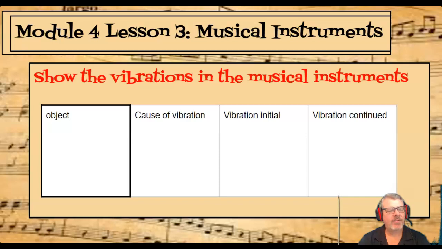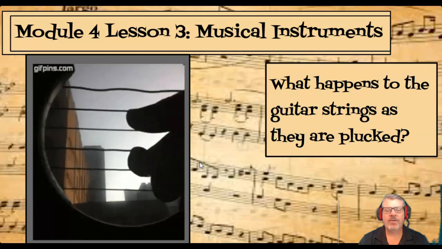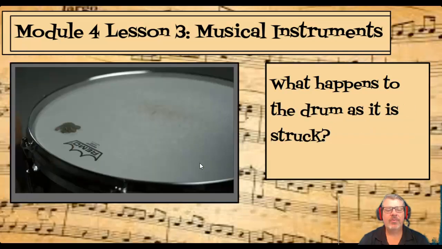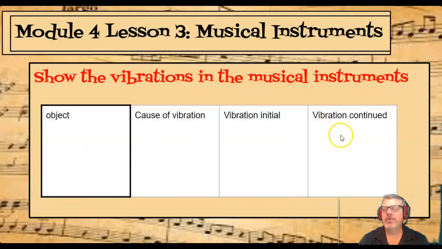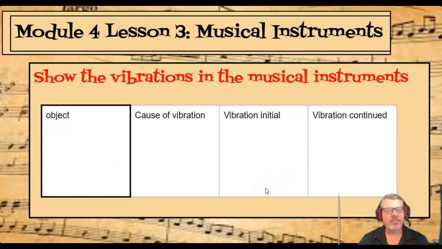The next part is going to have the exact same 4 boxes, except you're going to choose a different object. You can draw a picture of a tuning fork and how that works. You could do the guitar strings and how they work, or you can do the cymbal and how those work. So in this assignment you're going to have 2 rows just like this. The first one's going to be the drum, and then you're going to choose one of the other 3 to draw how the vibrations are caused and what they look like.